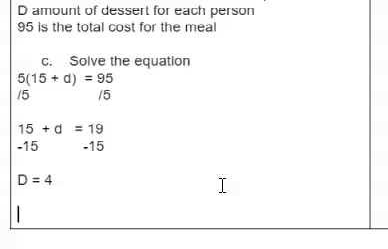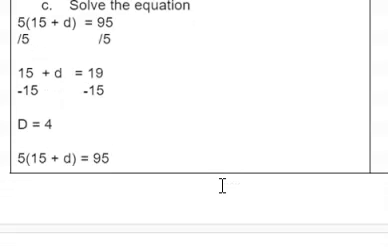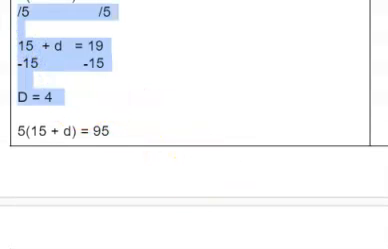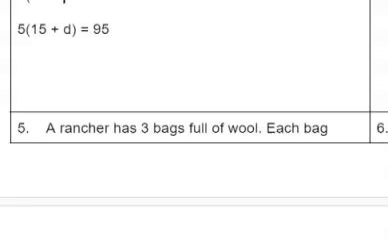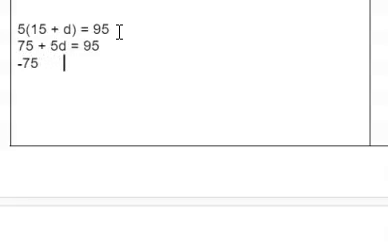A second way, which might be the way you're going to see a lot more if your parents help you, I'm guessing they would do it this way. Second way to do it is going to be to distribute the 5 first. So you say 5 times 15 is 75, and 5 times D is 5D. It's equal to 95. Then you minus the 75 from both sides, and you get 5D equals 20. And then divide both sides by 5, and you get D equals 4 either way.